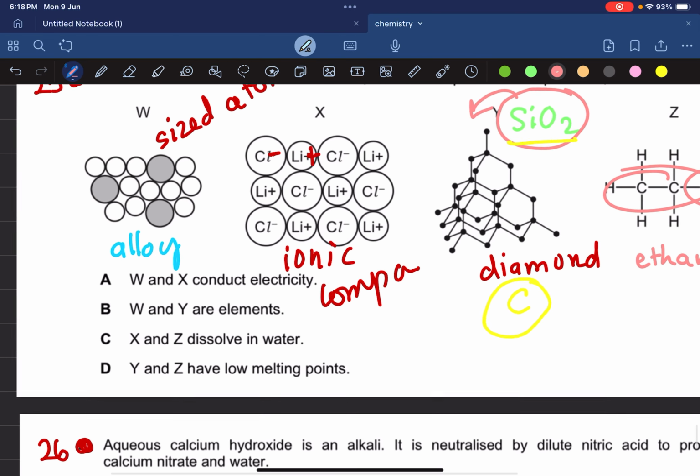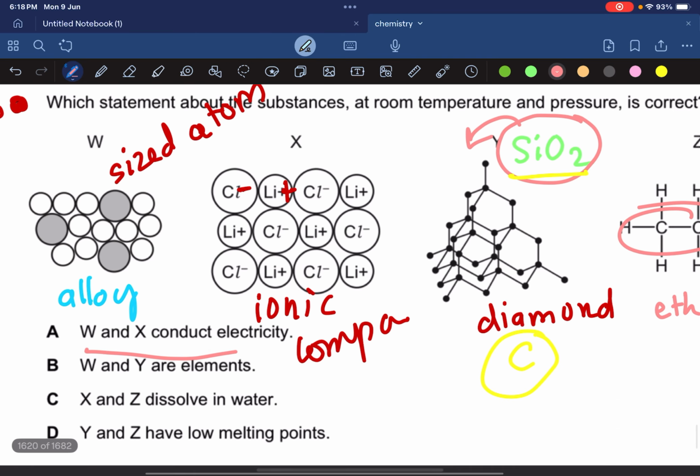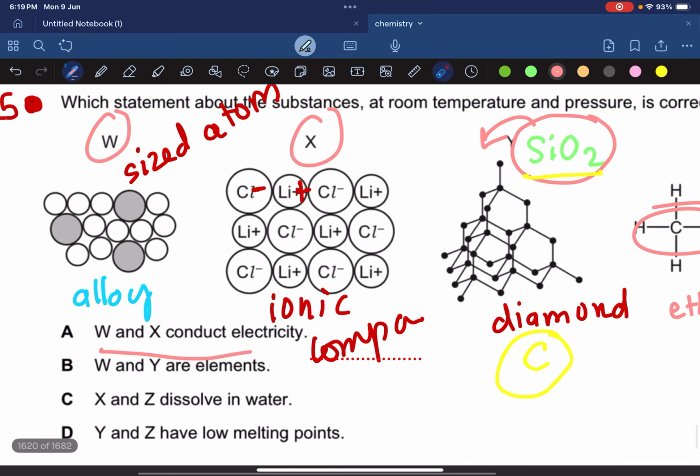Okay, let's read. W and X conduct electricity. We have W, we have X. They conduct electricity. I must say that W conducts because alloys are good conductors of electricity.